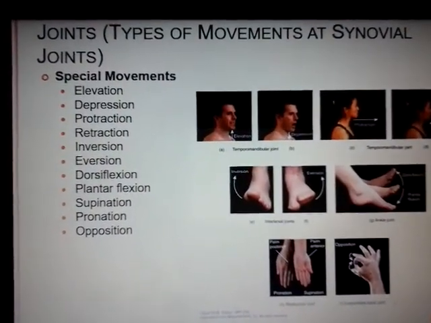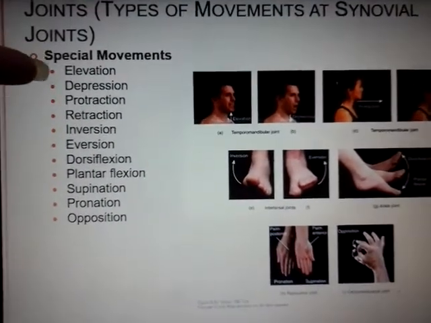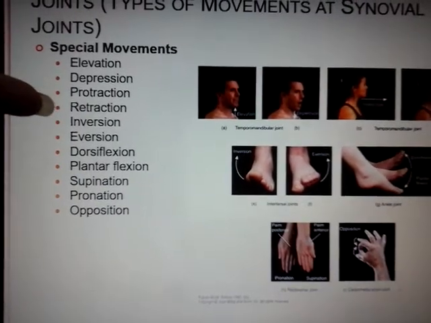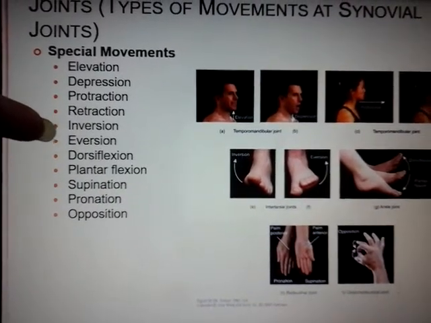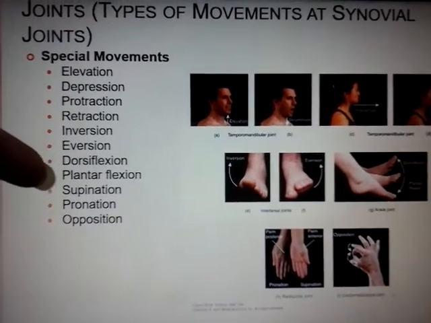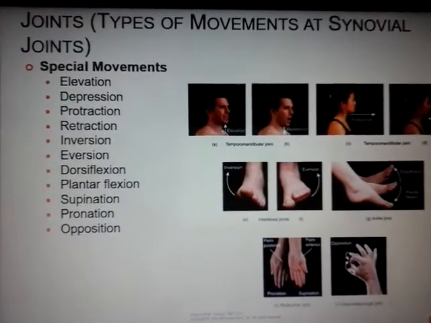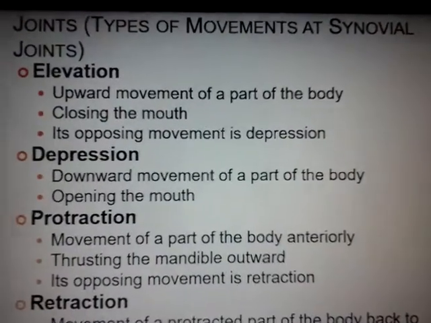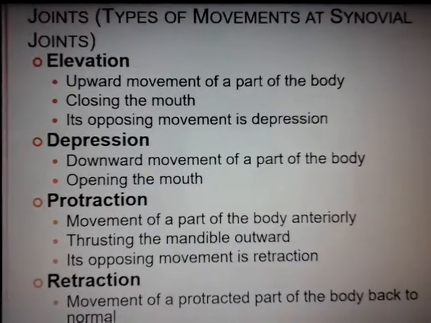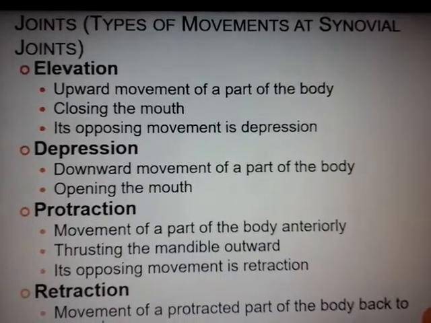Now we have special movements, and they're also going to go together. So for example, elevation and depression go together. Protraction, retraction go together. Inversion, eversion will go together. Dorsiflexion, plantar flexion are partners. Supination and pronation are partners. And then opposition is going to be by itself. By definition, elevation is the upward movement of a body part. And depression is the downward movement of a body part.